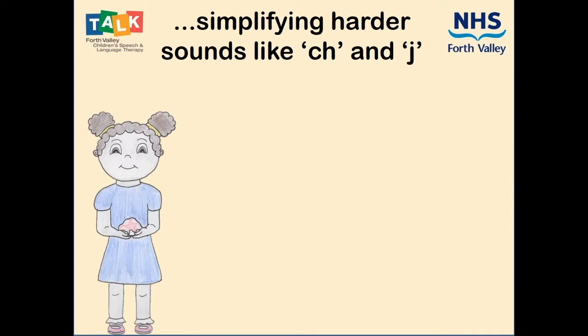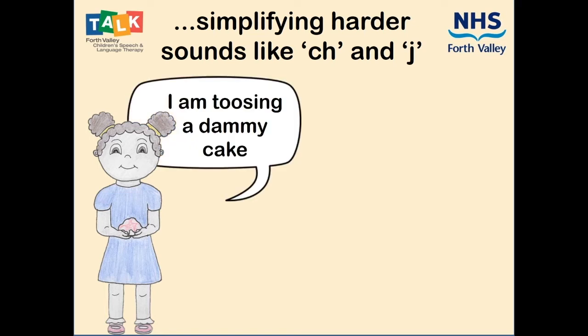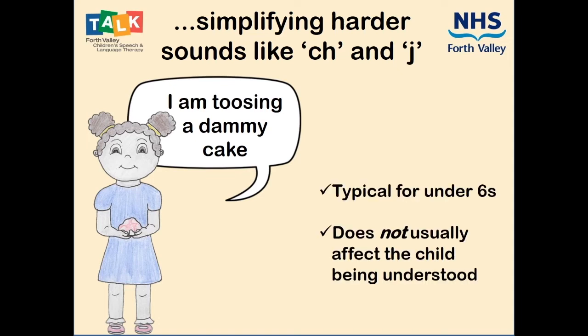Children might also simplify some of the harder sounds, like the ch and j sounds, which can take a little bit longer to develop. For example, "I am choosing a dummy cake." So it's lovely to choose a jammy cake, and this little girl has just simplified the sound she's using to tell us that. This is common for the under sixes, and again it tends not to have a huge impact on the child being understood.